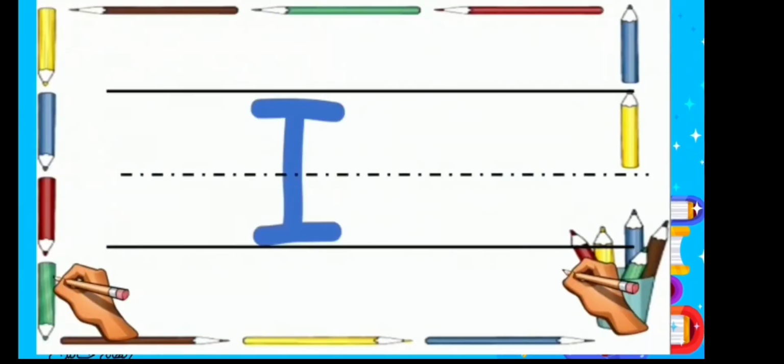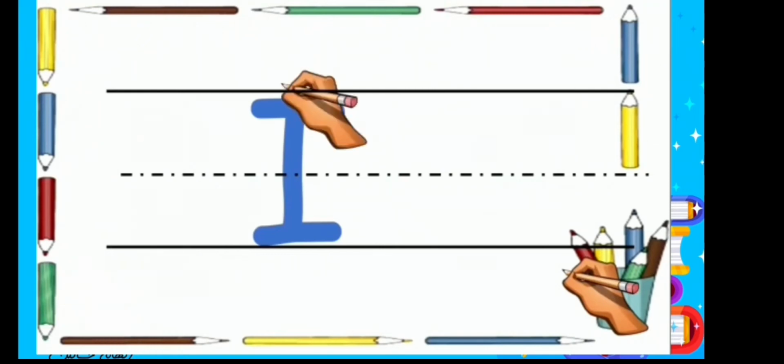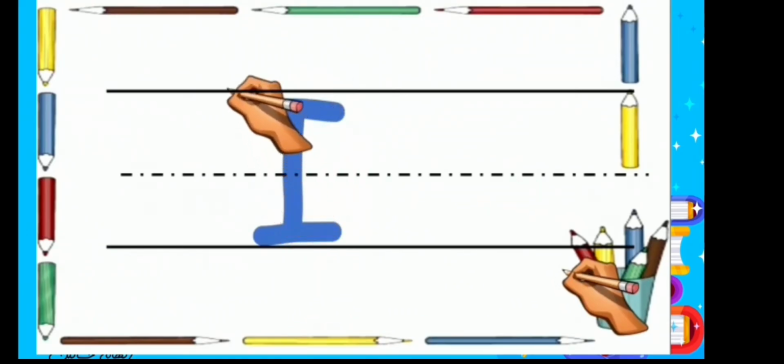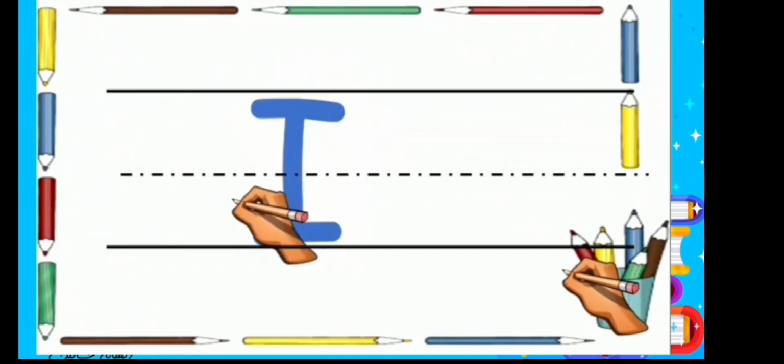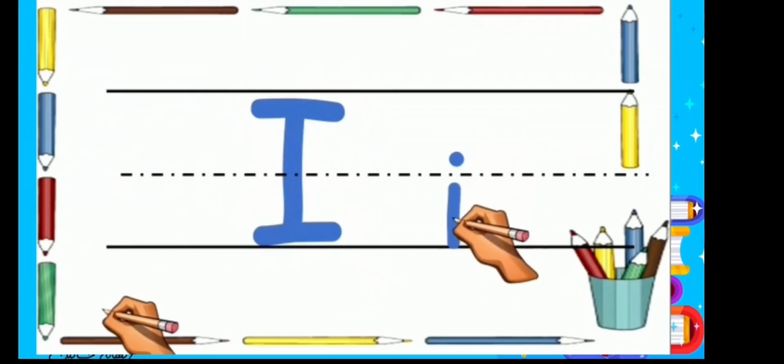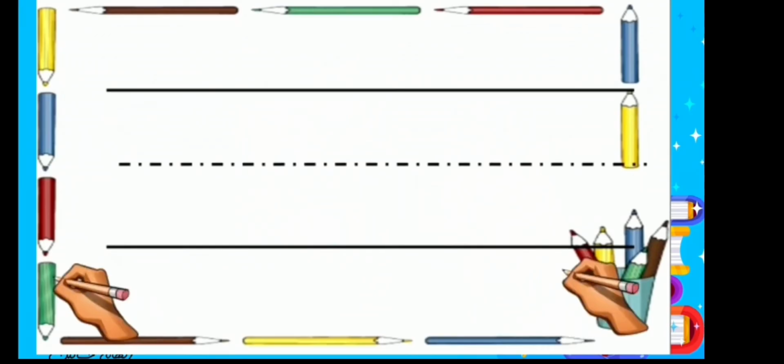Now, how to write the letter I? I, capital I. Big I. Standing line. Sleepy line. Sleepy line. Small i. Standing line. Dot. Small dot.